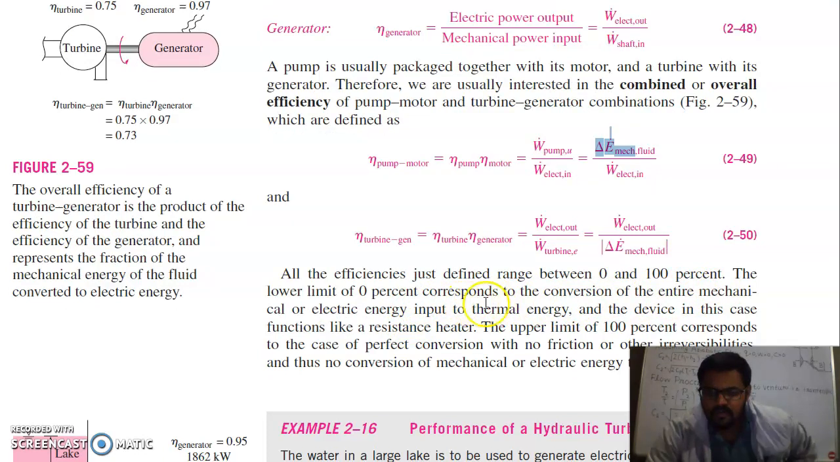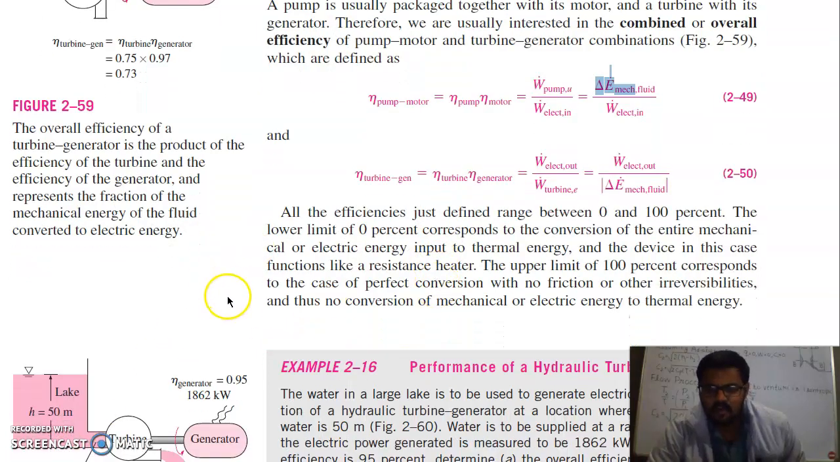The lower limit of 0% corresponds to conversion of the entire mechanical or electrical input to thermal energy. If this efficiency is nearer to 0, it means your energy is wasted in the form of heat, which is not desirable. The upper limit of 100% is a perfect case where there is a conversion with no friction or other irreversibilities, and thus no conversion of mechanical or electrical energy to thermal energy, which means your 100% energy is transferred, which is not possible.